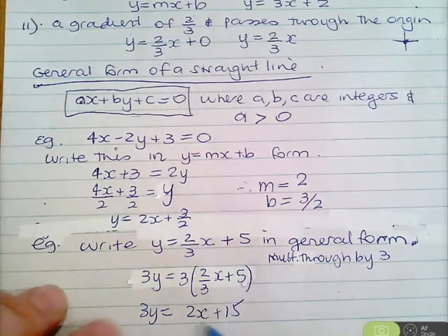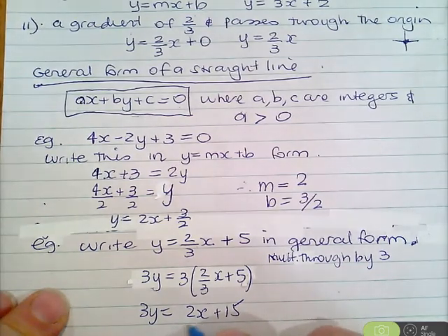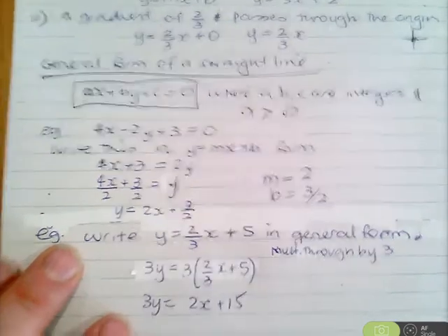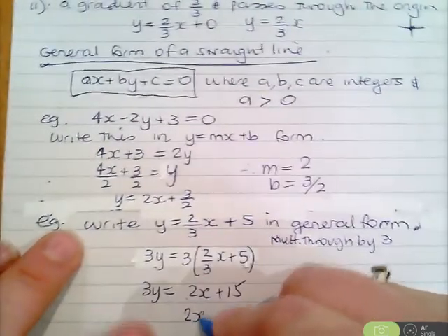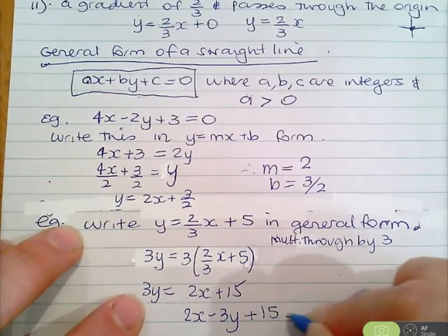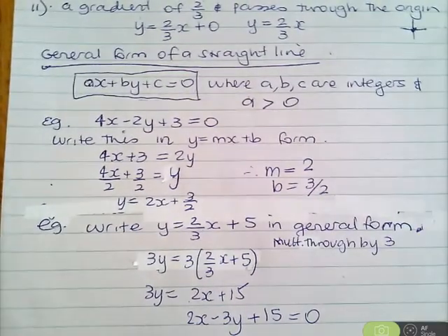Now to put it in the form ax plus by plus c equals 0 where a is positive. The coefficient of the x here is positive, so the 2x has to stay on this side. So we'll bring the 3y over and make it minus 3y plus 15 and then we put equals 0. So now we've written that in general form.